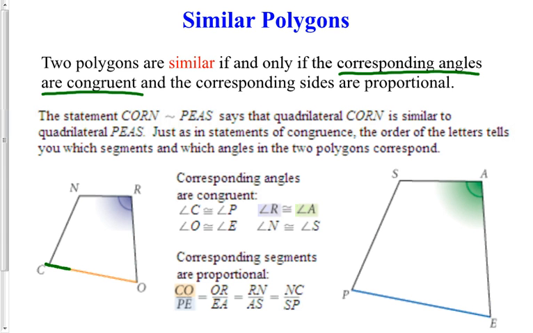So side CO corresponds to side PE, right? They're writing that right there as a ratio or as a fraction. Now, whatever that fraction is, it has to equal what side OR over side EA equals, because those are now corresponding sides. And same with RN over AS, and finally NC over SP. You have to have corresponding angles congruent and corresponding sides proportional in order for them to be similar polygons.